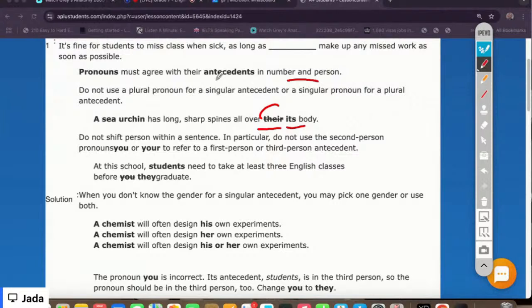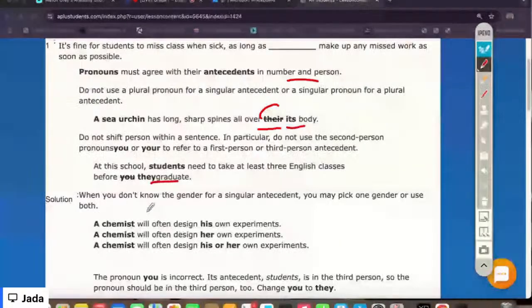Do not shift person within a sentence. In particular, do not use the second person pronouns you or your to refer to a first person or third person antecedent. At this school, students need to take at least 3 English classes before you graduate. No, you would have to say before they graduate.